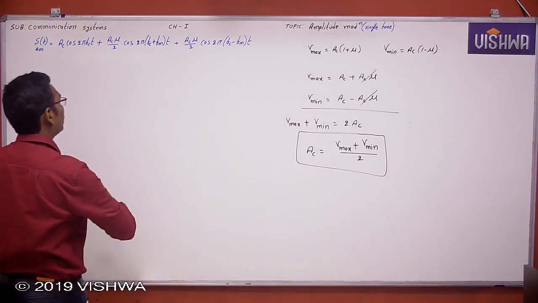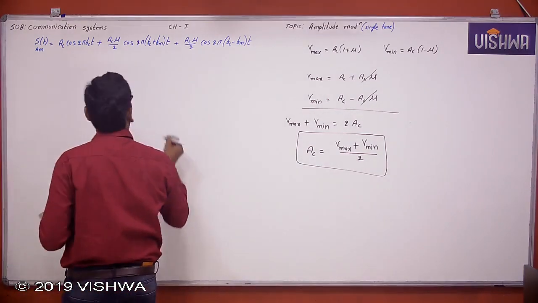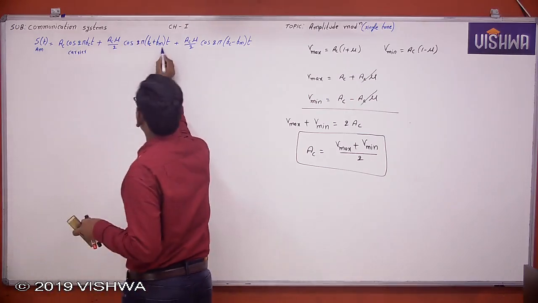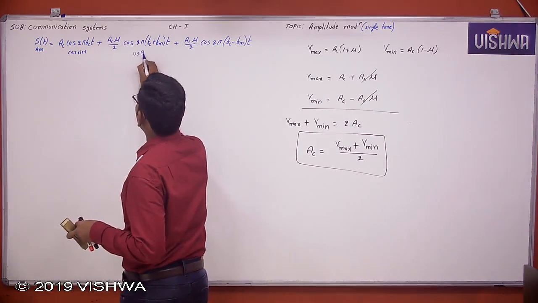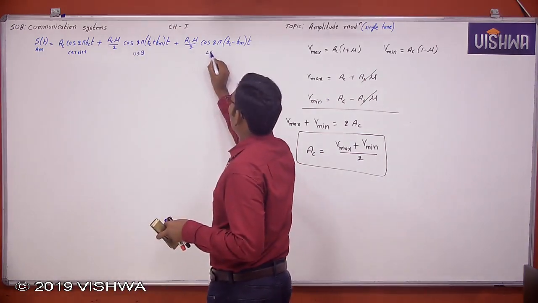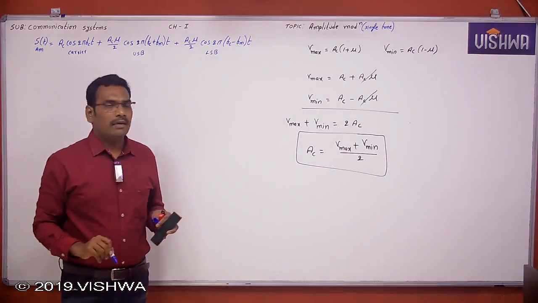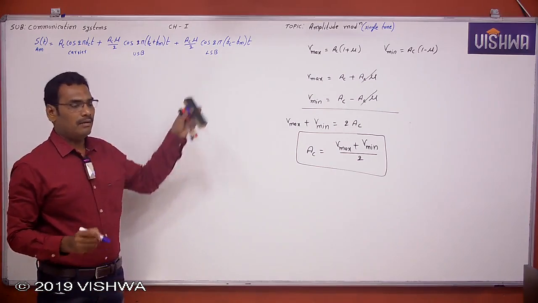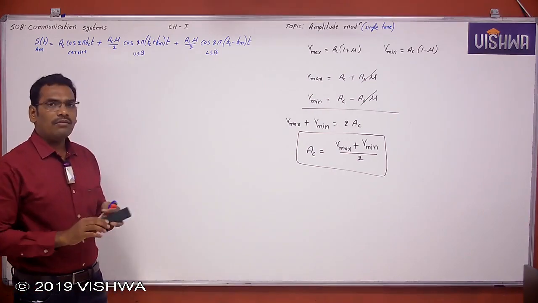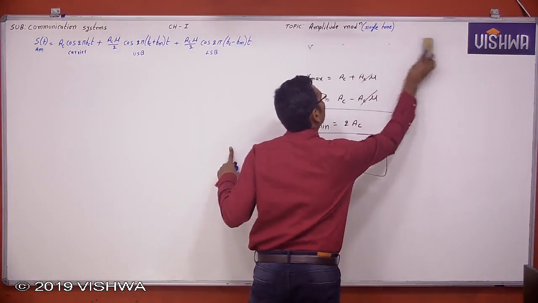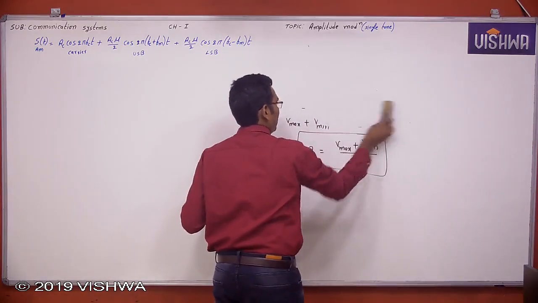Now come to this equation. This is the AM wave in single tone. This is the carrier, this is FC plus FM upper side band, FC minus FM lower side band. So the AM wave consists of carrier, upper side band and lower side band. We were calculating the bandwidth required to transmit the AM signal, right?